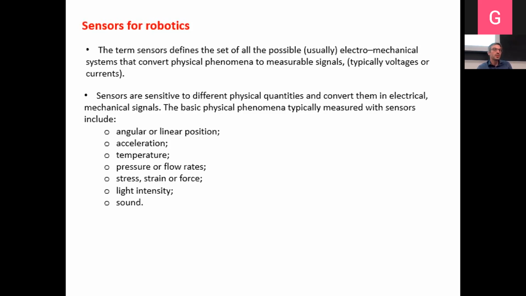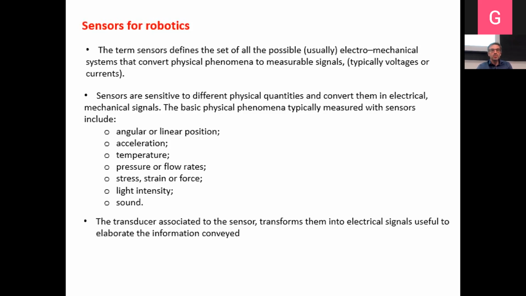Stress, deformations in mechanical beams, strain, which is the localized effort on a mechanical element, light intensity, sound. Usually to the sensor that is sensitive to the physical phenomena, there is a transducer that transforms the output of the sensor into an electrical signal that is more convenient to elaborate the information that is contained.